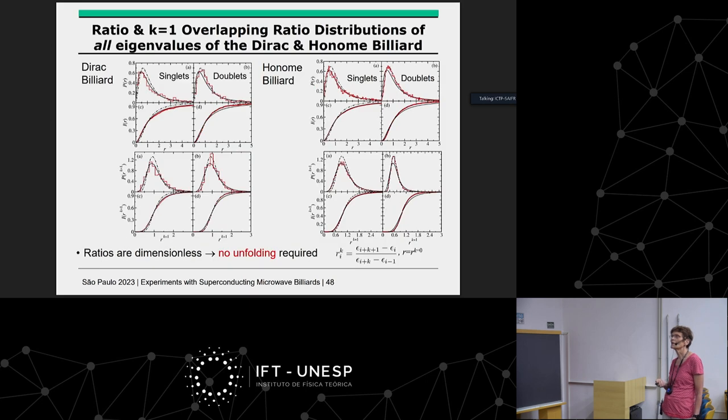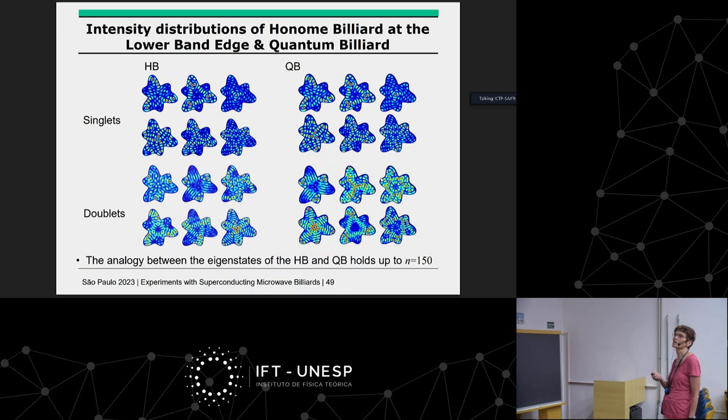And here I show the ratio distributions, for which you don't need any unfolding. Here you find again, for the singlet, something close to GOE, and for the doublet, something close to GUE. So these findings have nothing to do with wrong unfolding. And for the honeycomb-Kagome lattice, you find similar results as for the Dirac billiard.